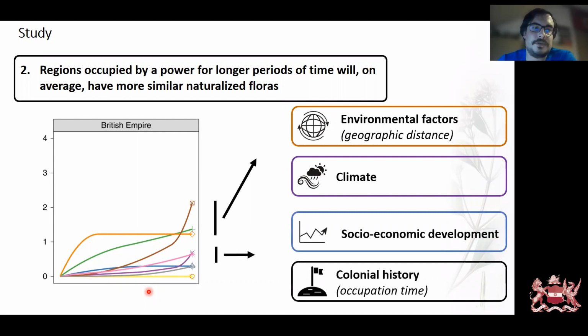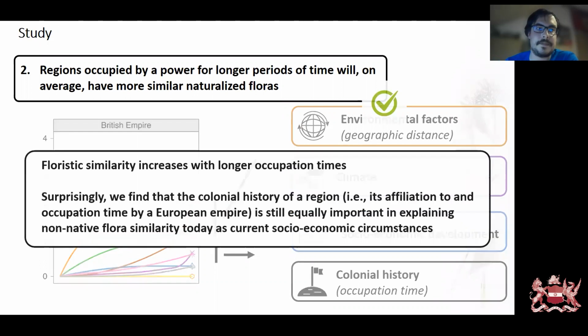But what was more interesting to see is that these two splines here are related to current socioeconomic developments like GDP per capita, but also colonial history, and in this case, occupation time, so how long a region was occupied by the same power. And this is very interesting because it indicates that these historic predictors are still equally important as the recent ones we find today. So we can sum this up as floristic similarity increases with longer occupation times.